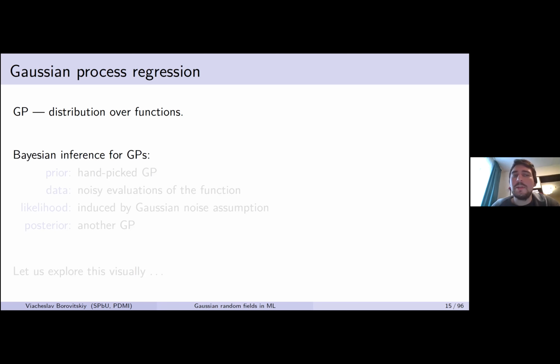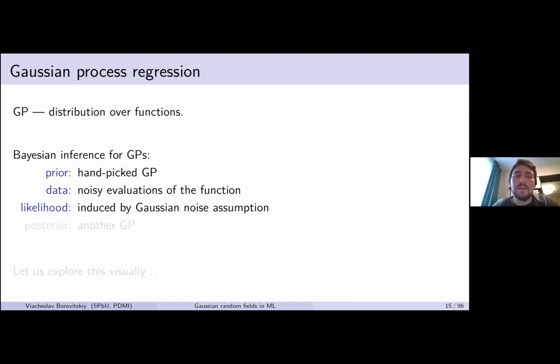Then we can do Bayesian inference for these Gaussian processes in this kind of pipeline. First, take some hand-picked Gaussian process as a prior, take noisy evaluations of the unknown function as data, and define likelihood through Gaussian noise assumption. While it may not be completely clear right now what this means, we will rigorously define this in the next lecture. For now, just assume that noisy evaluations means Gaussian noise evaluations.